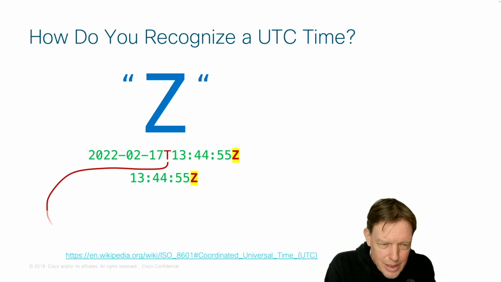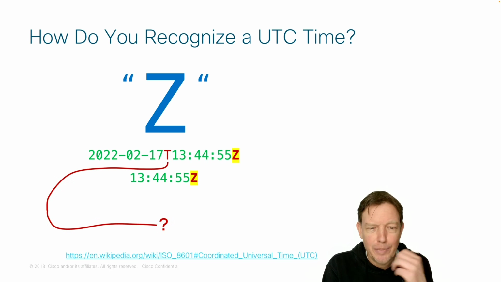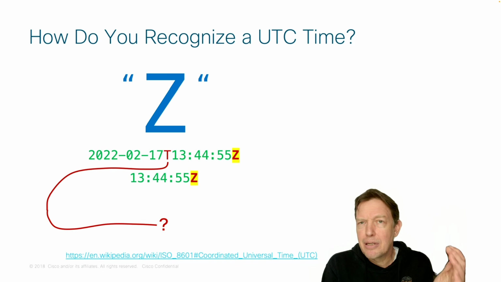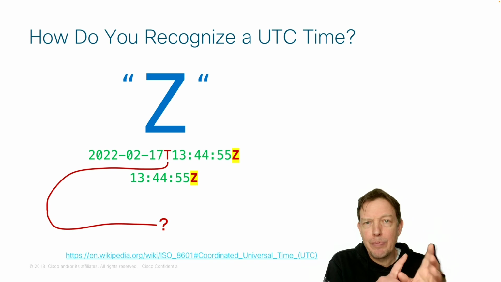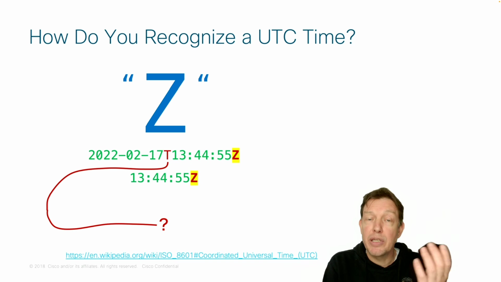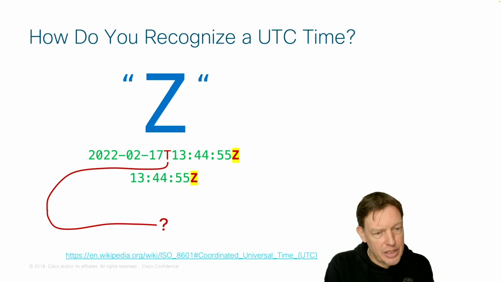What is that other thing there? There's a T in the middle. The T is basically nothing but a separator between the date and time. So it's easy to see that's where the date stops and that's where the time starts.